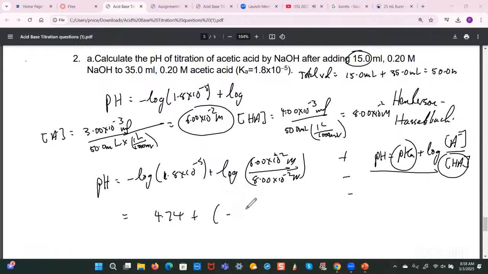minus, how many sig figs? Well, it should be 3 decimal places, so that will be minus 0.125, right? And then we do the addition, so according to my calculation, this works out to be equal to 4.62. And that's how you do that.